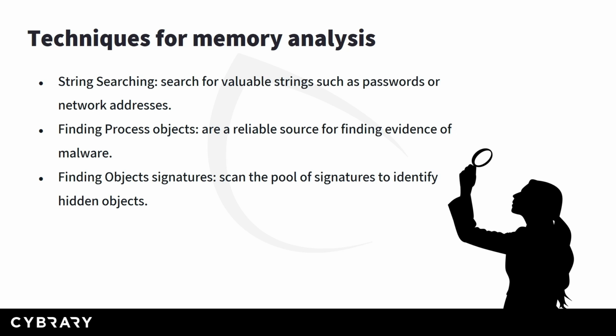Another technique is finding process objects. Techniques based on the detection of processes are a reliable source for finding evidence of malware, since a thread which does not belong to any process is more likely to be a suspicious object. The main drawback is that the sizes and the values of the structure do change between Windows operating system versions and service packs. Finding object signatures is also a common technique. Object-specific signatures can be used to identify them in memory. The main approach is to scan the pool of signatures to identify hidden objects.